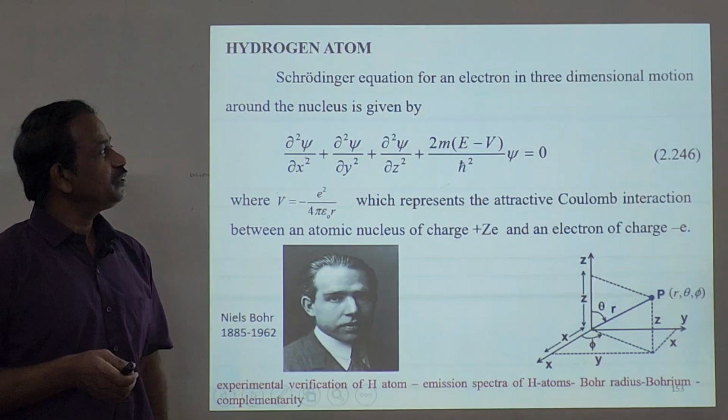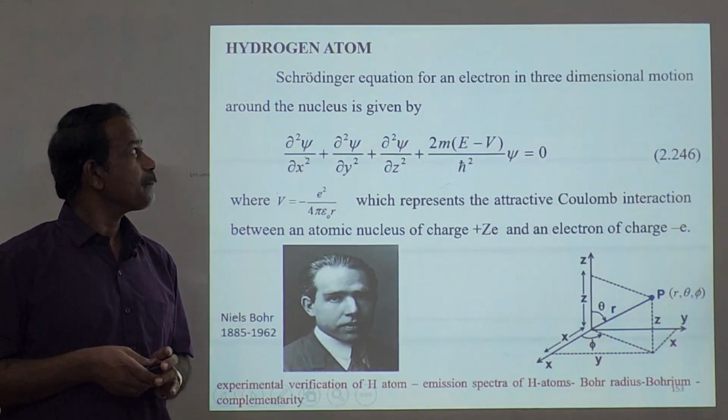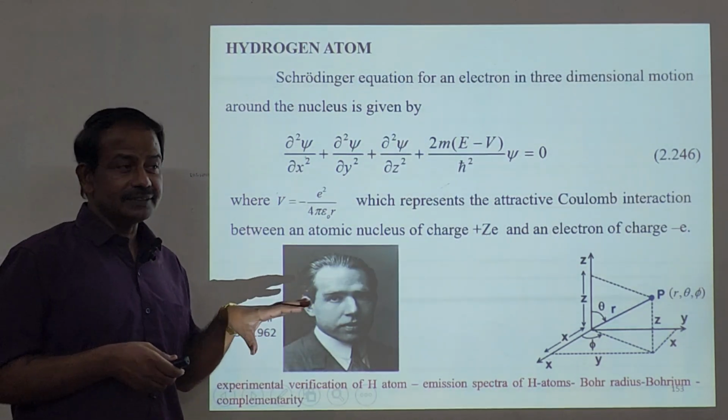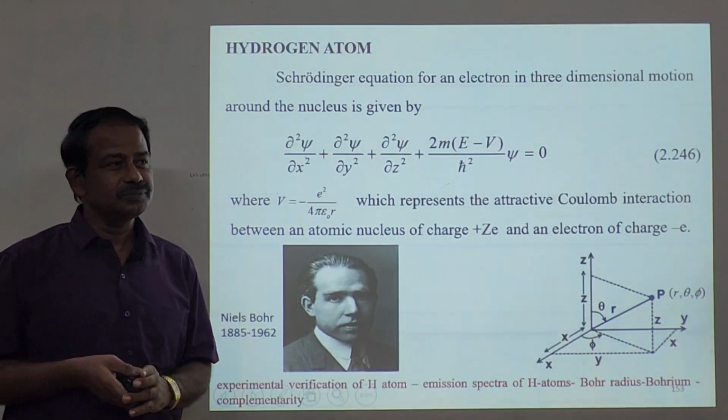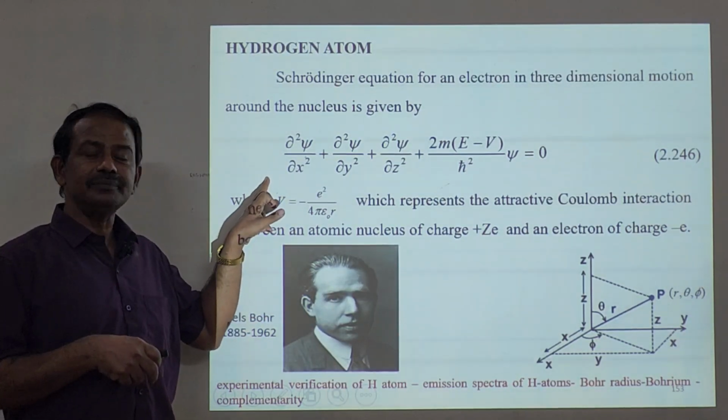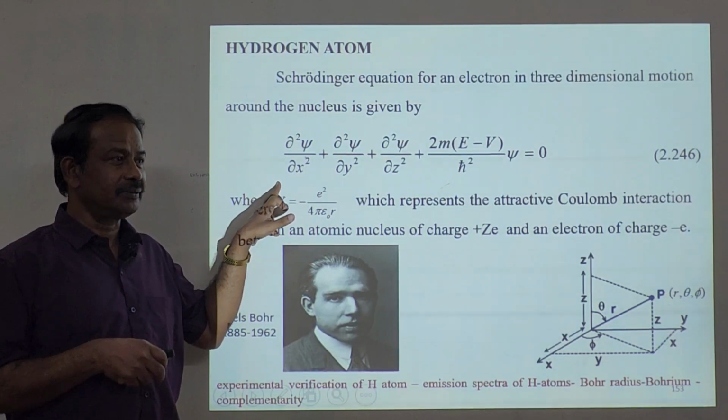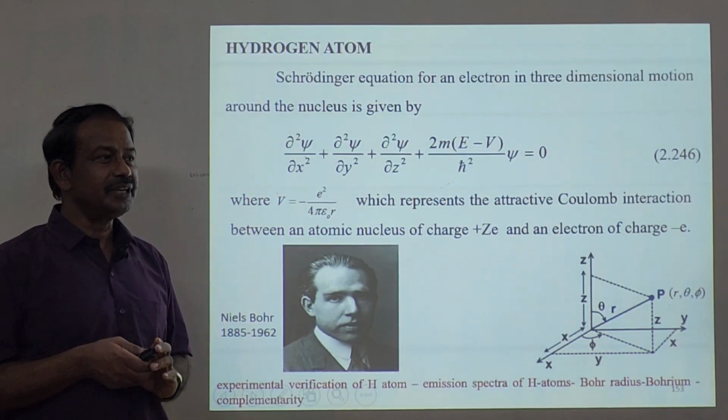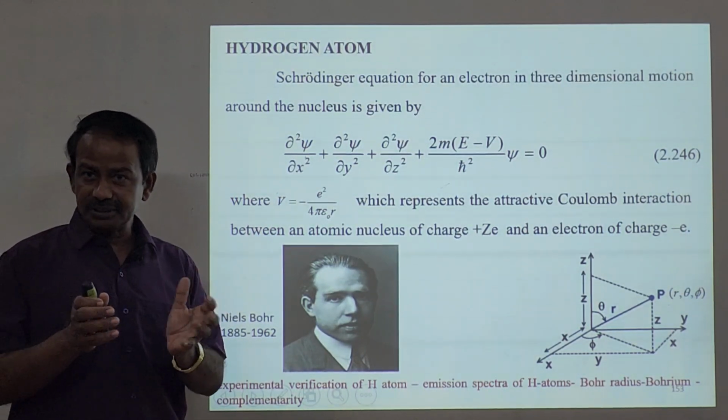So we will talk about the hydrogen atom today. Hydrogen atom, as I said, is a 3-dimensional problem. So we have to take the Schrödinger time independent wave equation. This is a 3-dimensional problem.